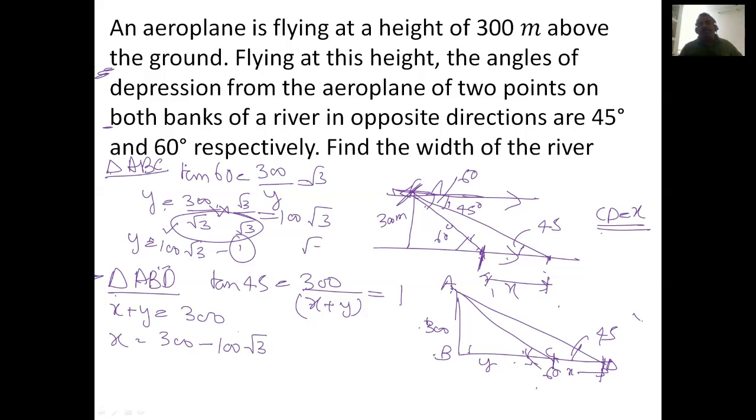Root 3 is equal to 1.732. Then it will be 300 minus 100 into 1.732, that is 173.2. And now you will solve, then x is equal to 126.8. This is the answer. This is our answer.